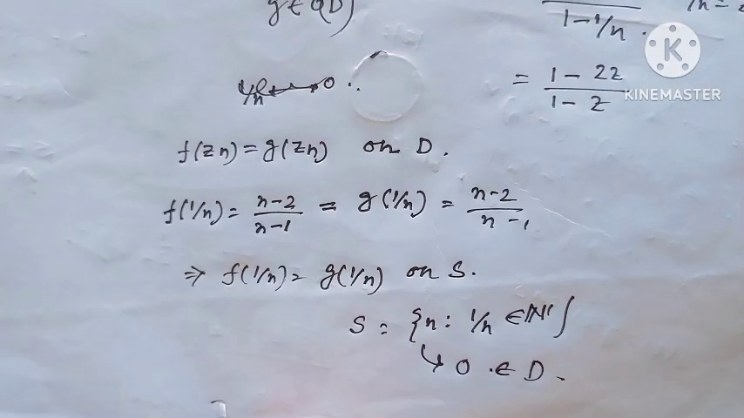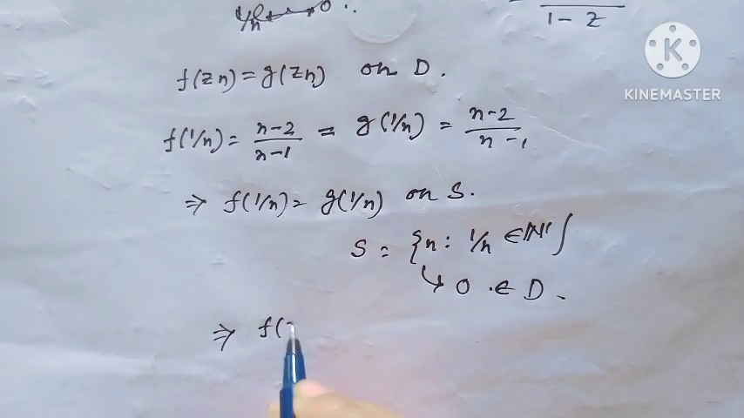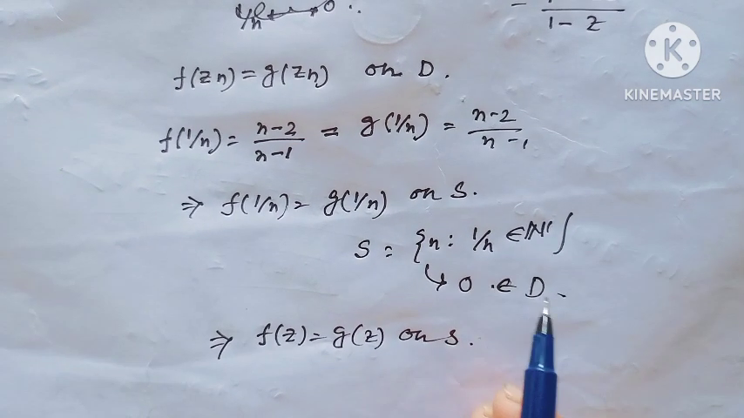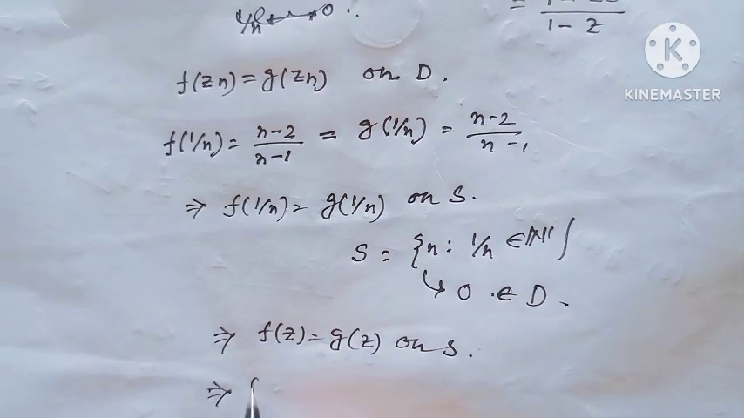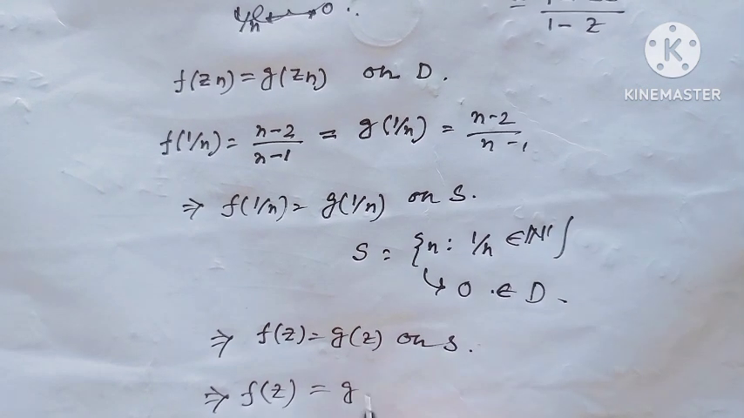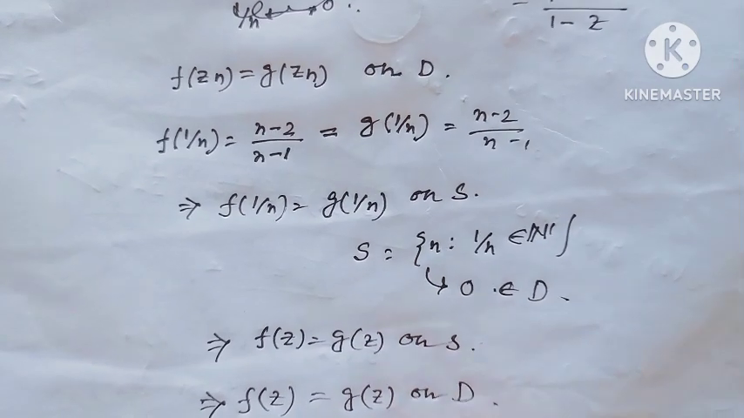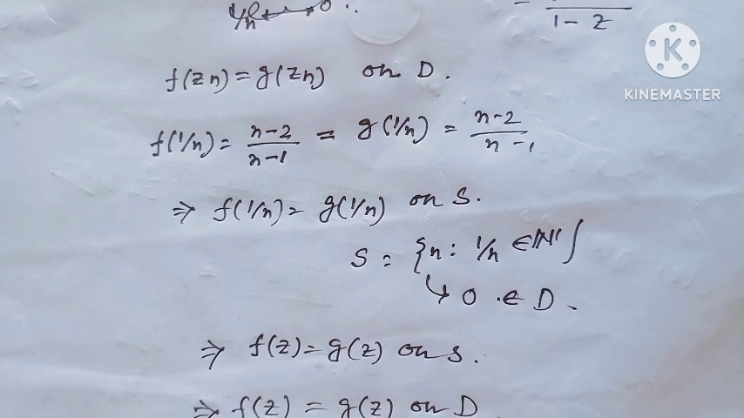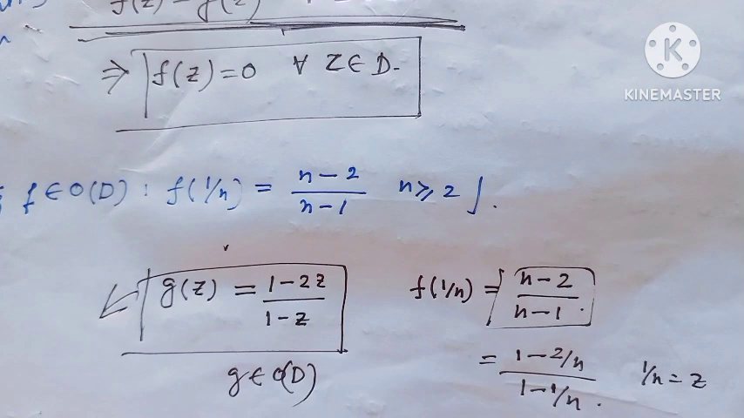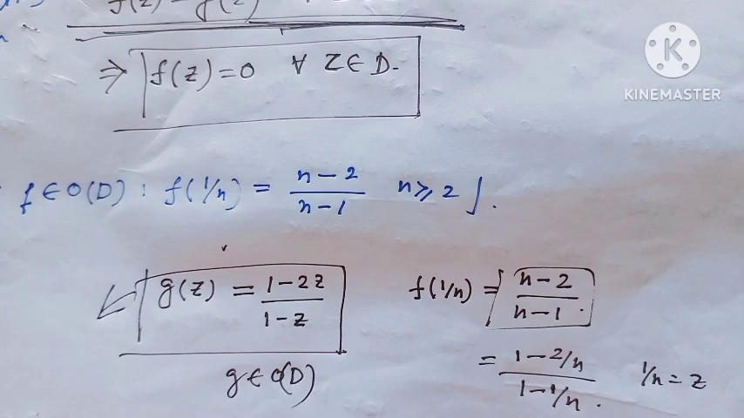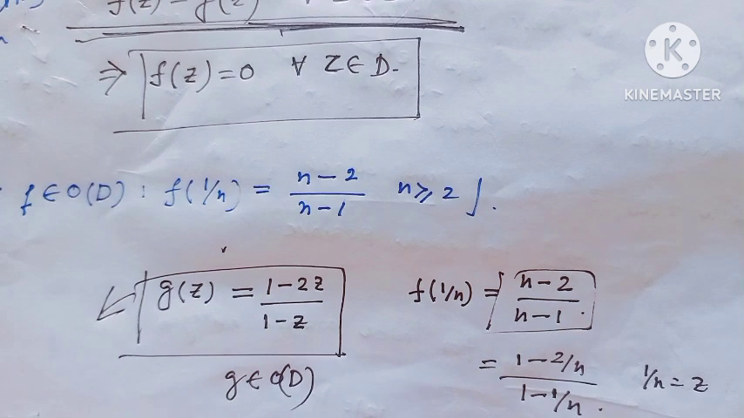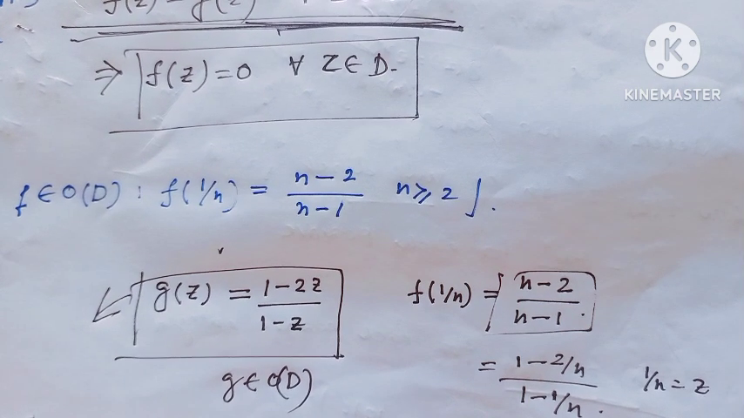So by the identity theorem we can tell f(z) equals g(z) on the set S. And since the limit point belongs to D, we can extend it: f(z) equals g(z) on the set D. I hope all my viewers have understood this. So by the uniqueness theorem we can tell this type of function exists, and this type of function would be unique.